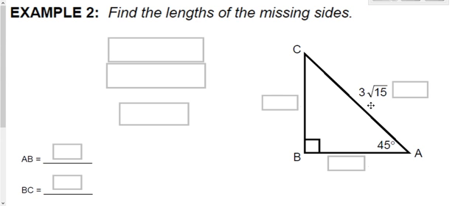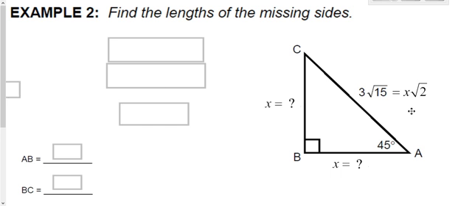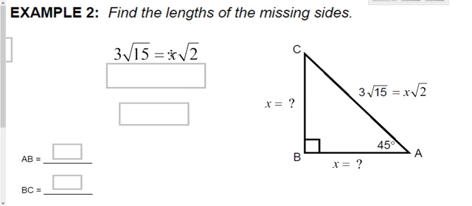Example 2. This time we were given a funny side here, starting off with a square root. This side here, the hypotenuse, is 3 times the square root of 15. So again, you do the same thing. This side is x, this side is x. We don't know what they are. This side, we know what it is, so we're going to put that equal sign in and get us a nice equation here to solve for x. So we'll write it over here and we'll solve it.